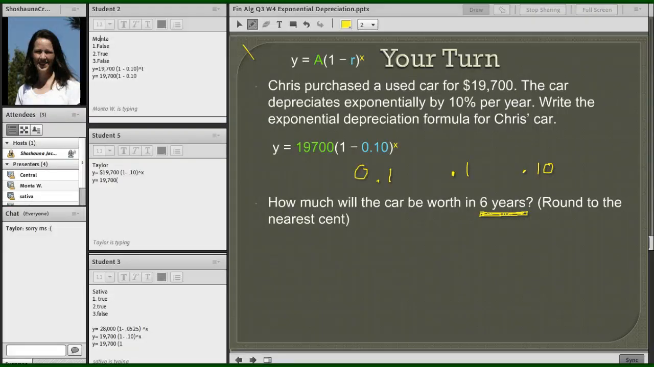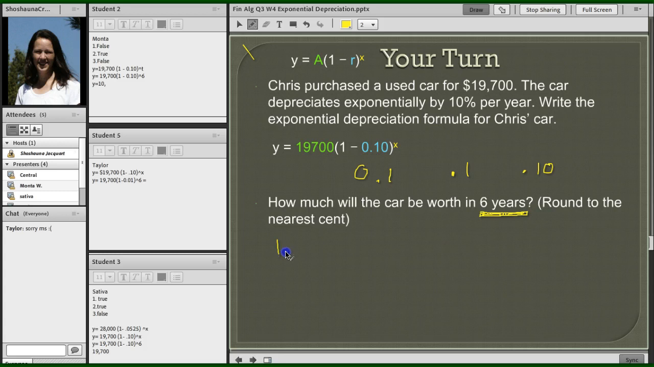What did you guys get? You could just crunch it in your calculator. What did you get on your calculator? Let me show you a way, depending on your calculator. Sometimes you might have to put it in your calculator this way.